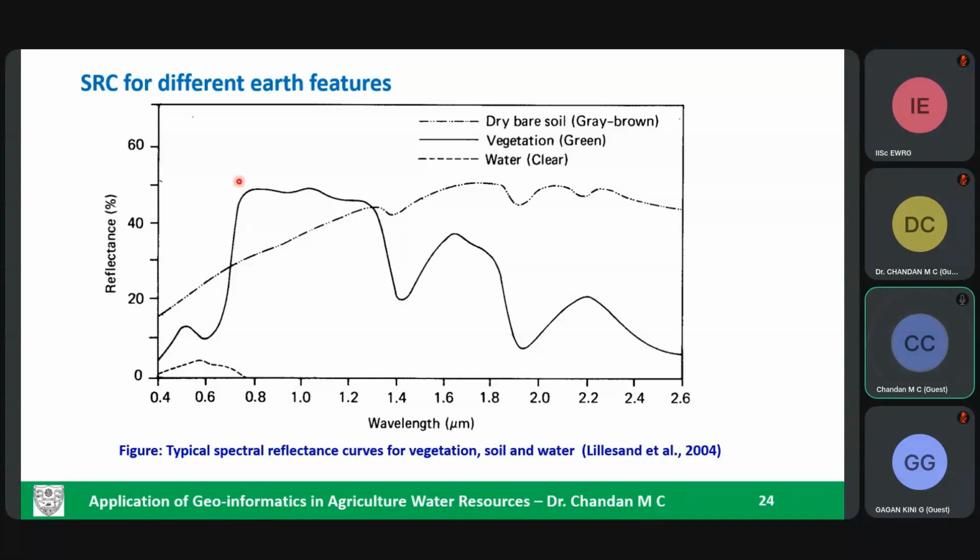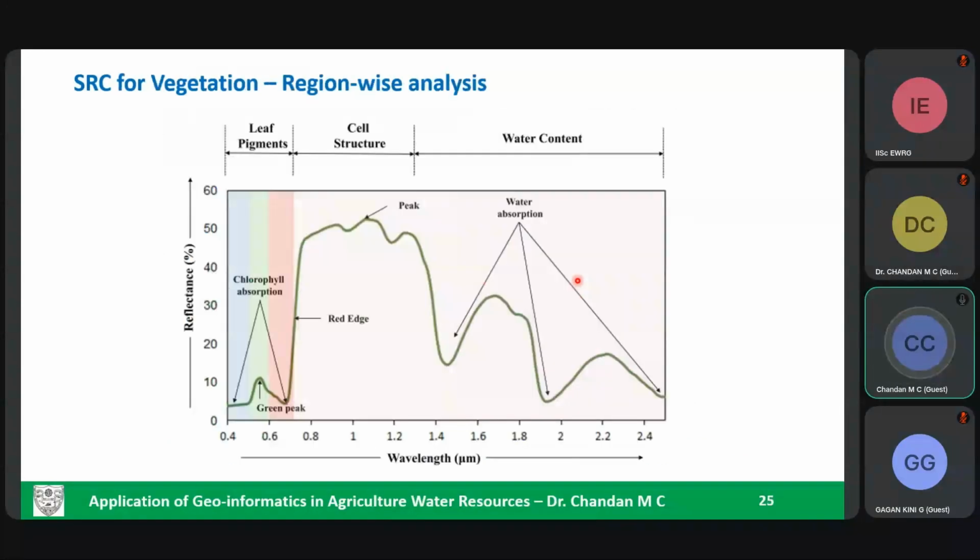Whereas in the infrared portion, this is due to the internal cell structure of the leaf. That is why you have major reflectance up to 50%. And then you have the water absorption bands specifically at 1.4 micrometer, 1.9 micrometer and beyond. That is due to the water content present, so the absorption is more. So this is the explanation for that.